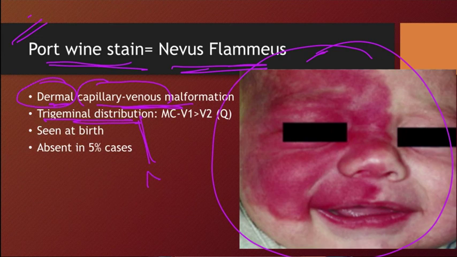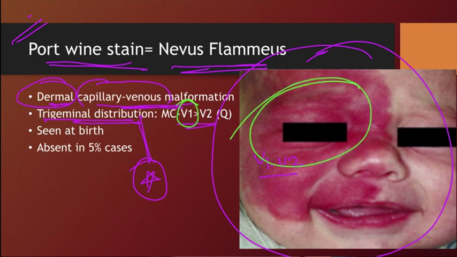Now this is very, very important, that what is the most common site of these port wine stains. So they say V1, V2 as the most common site, but if asked one, the answer will be V1, that is the ophthalmic area. So the ophthalmic distribution of V1 nerve will be the most common site of these port wine stains, and also V2. So the entire trigeminal distribution unilaterally typically will be involved in port wine stain. It is seen at birth and it is absent in 5% cases. So it's not that it's present in 100% of the cases of Sturge-Weber. It can be absent in 5% of the cases as well.